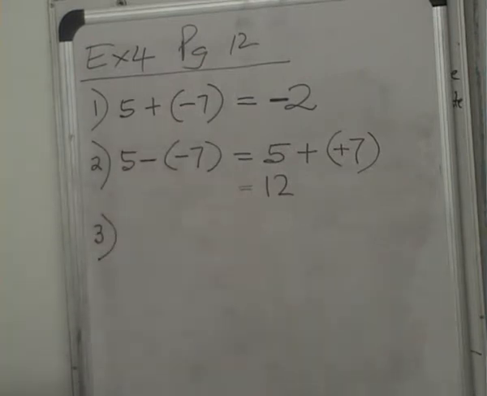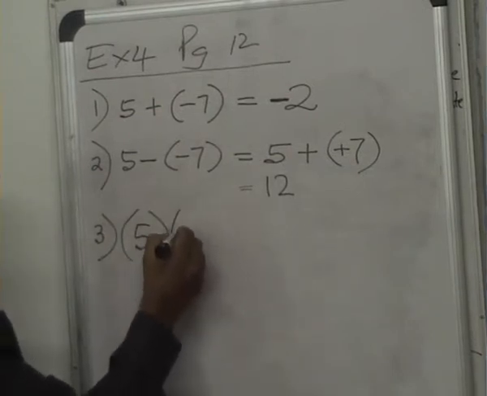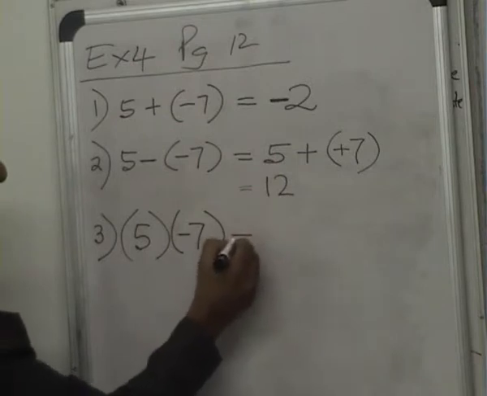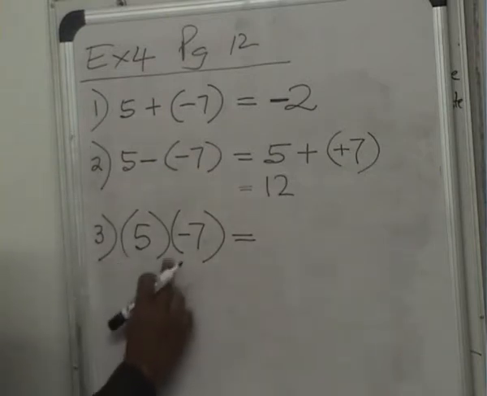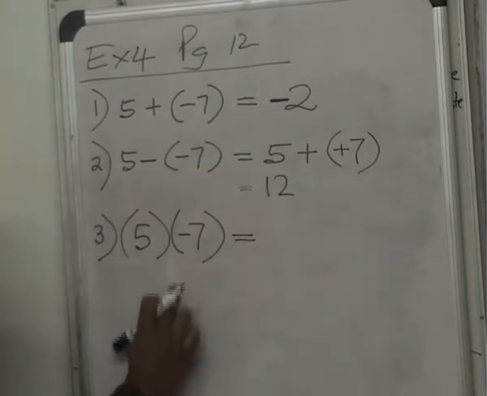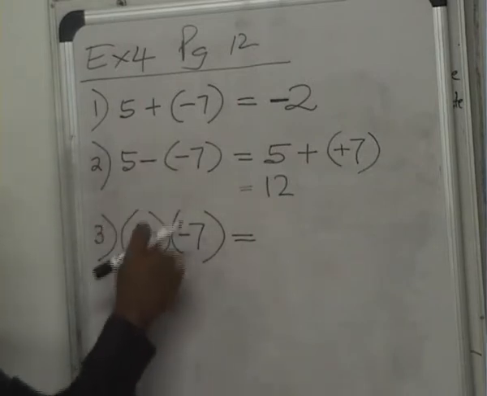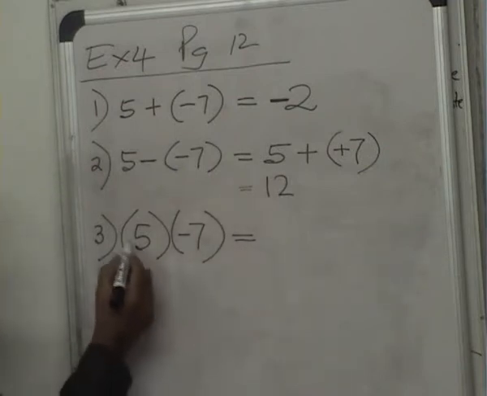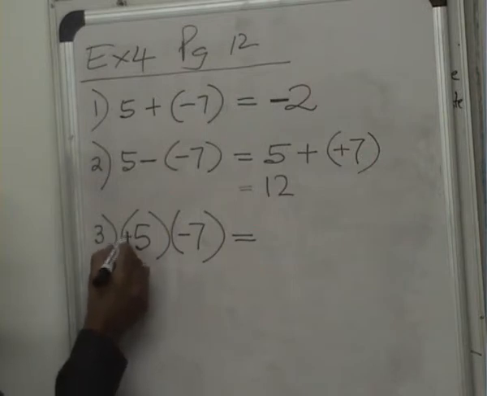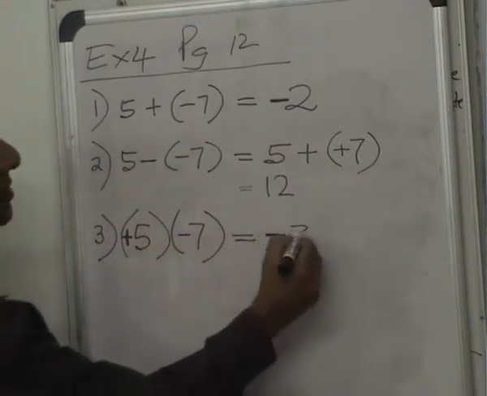Number 3. 5 bracket minus 7 bracket. So when you read this question, you can see there's no addition sign in between, no subtraction sign. Therefore, this one is a multiplication. 2 brackets like this means we must multiply. So, this is a plus. If no sign is written, it is plus. So, plus times minus is minus. 5 times 7, 35.